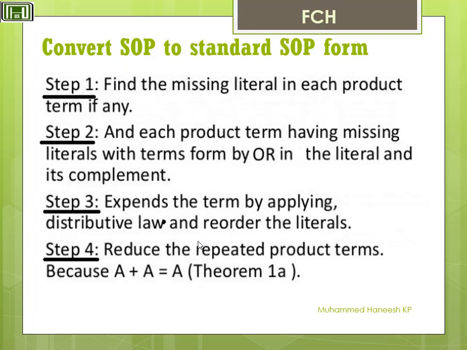Now we are going to convert sum of product to standard SOP form. We need to go through 4 steps. Step 1, find the missing literal in each product term, if any. Step 2, AND each product term having missing literals with terms formed by ORing the literal and its complement. Step 3, expand the terms by applying the distributive law and reorder the literals. Step 4, reduce the repeated product terms because A or A is equal to A by theorem.